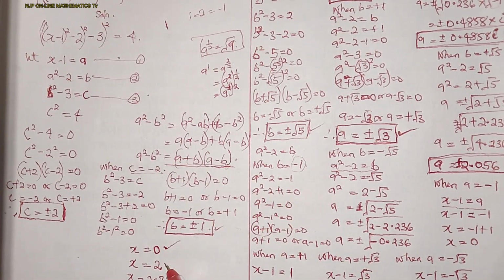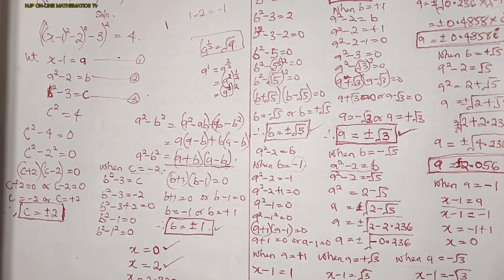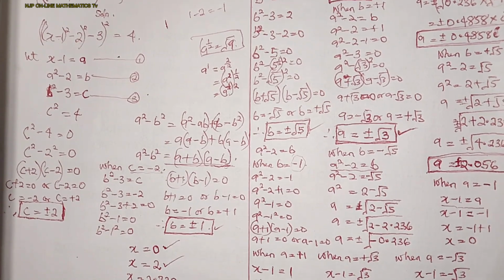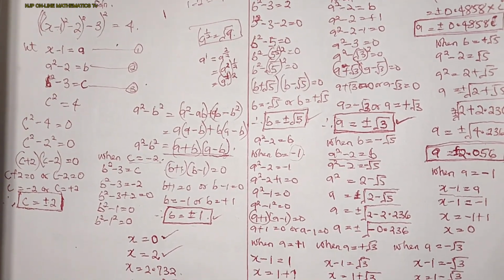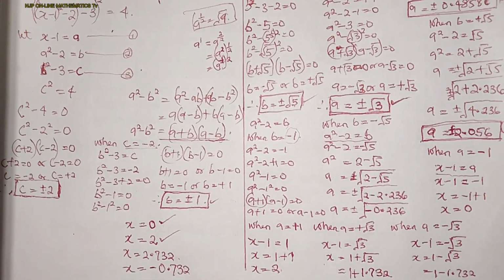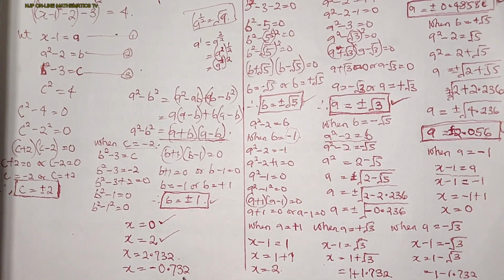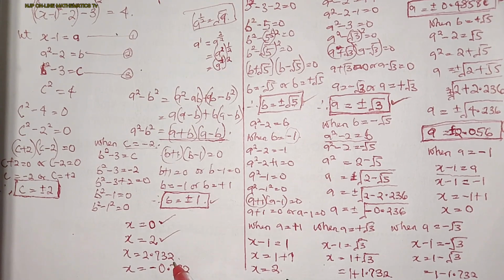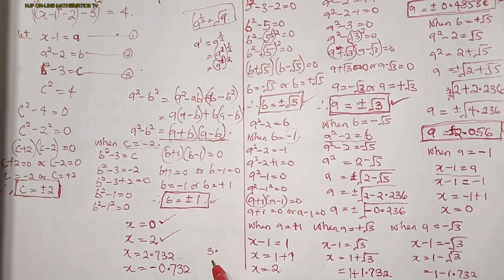So 2 can also be the value of x to satisfy the equation. So we have obtained this, that this can really satisfy our equation here. Now we have to substitute when x is 2.732. If we approximate this to the nearest whole number, then we have that x equals 3.